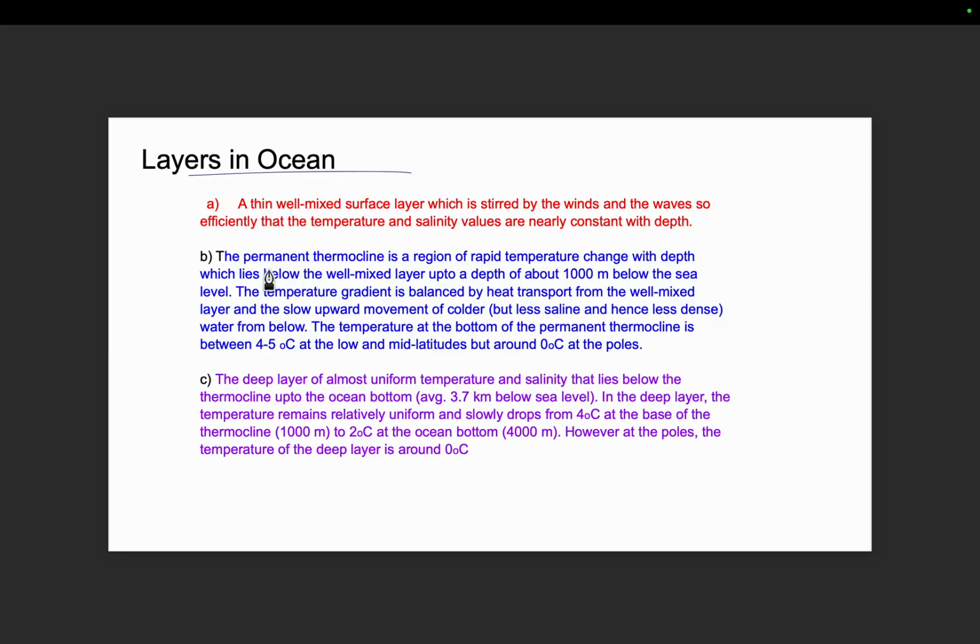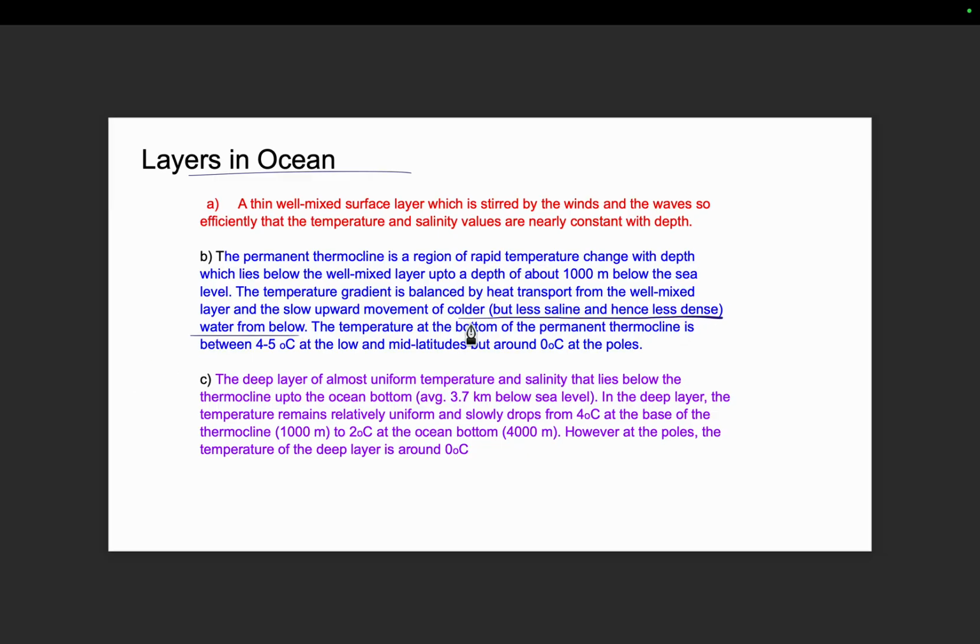Now the second layer is the permanent thermocline. Thermocline is a region of rapid temperature change with depth which lies below the well-mixed layer up to the depth of 1000 meter, or 1 kilometer, below the sea level. The temperature gradient here is balanced by the heat transport from the well-mixed layer and the slow upward movement of colder but less saline and hence less dense water from below.